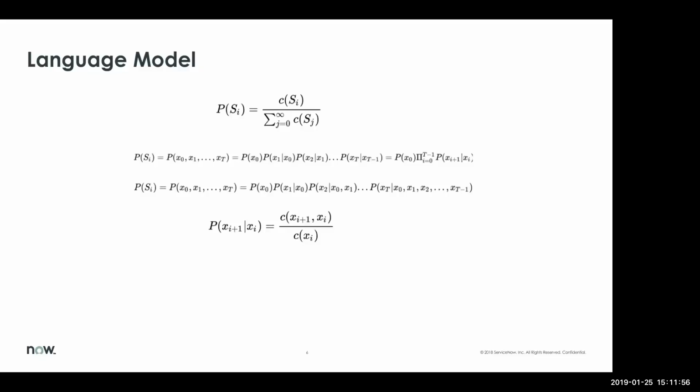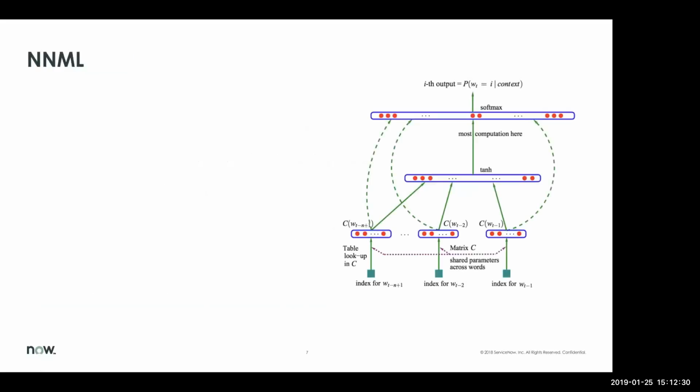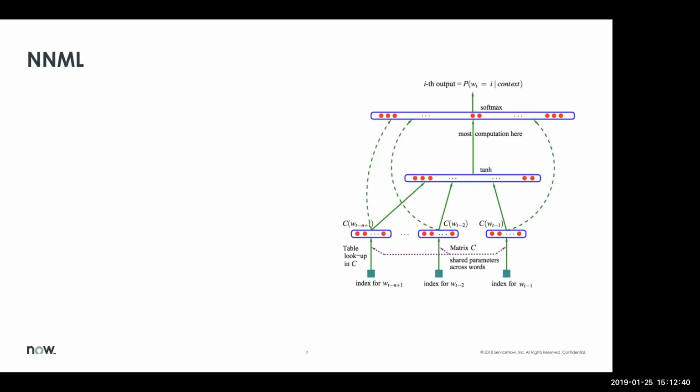But we can see it's hard, because calculating this term frequency, when we have millions or billions of words, is pretty hard. And it's harder still to use this model to find similarity. So it's almost impossible. Okay. So following this hard model, we have the neural network language model.